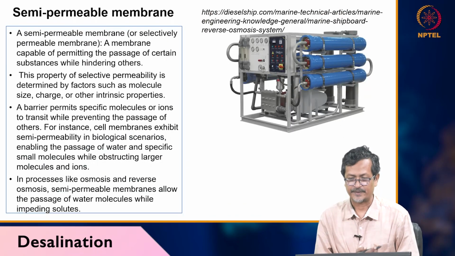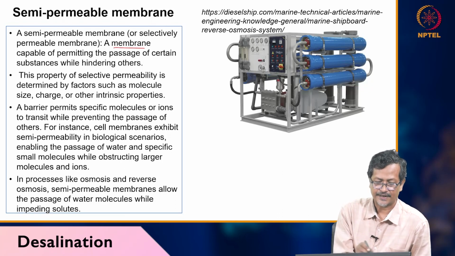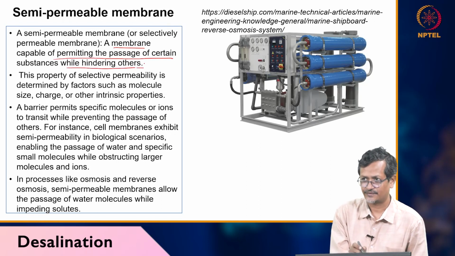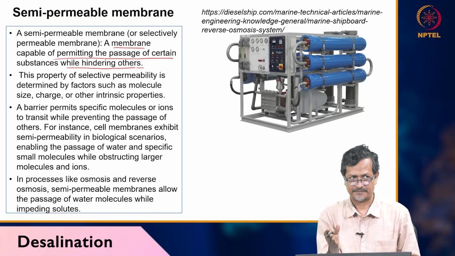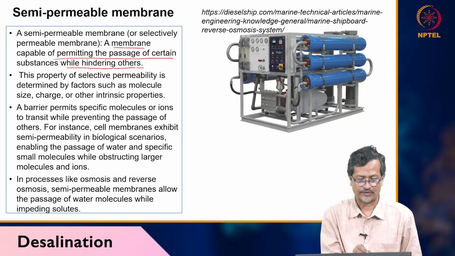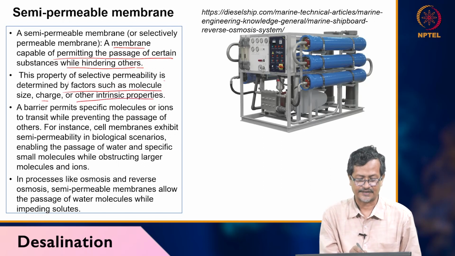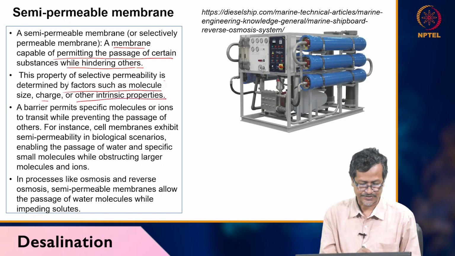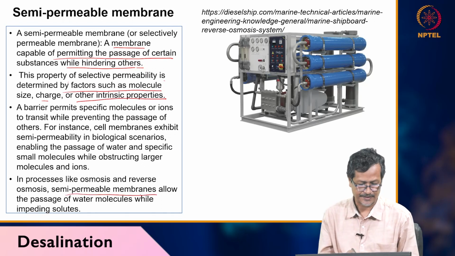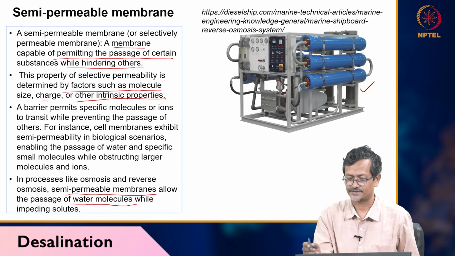Now, what is a semi-permeable membrane? A semi-permeable or selectively permeable membrane is a membrane capable of permitting the passing of certain substances while hindering others. So water they are allowing, but salt not allowing. That's why this is semi-permeable. This property of selective permeability is determined by factors such as molecular size, charge, and other intrinsic properties. In processes like osmosis and reverse osmosis, the semi-permeable membrane allows passage of water molecules while impeding the solids. Here is one picture I have copied from this company.